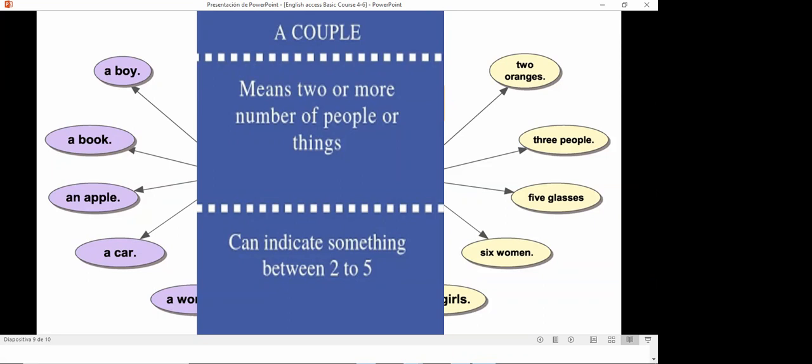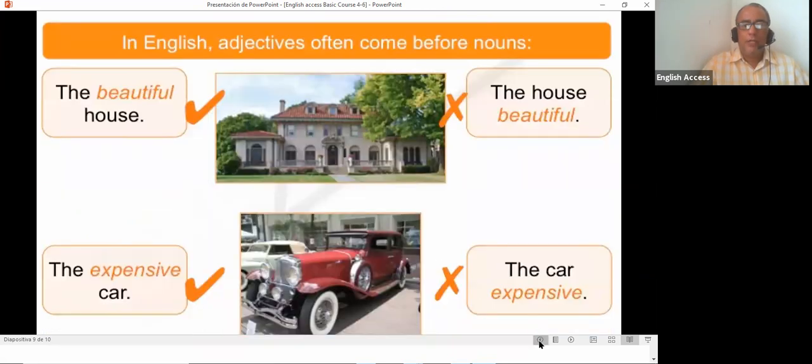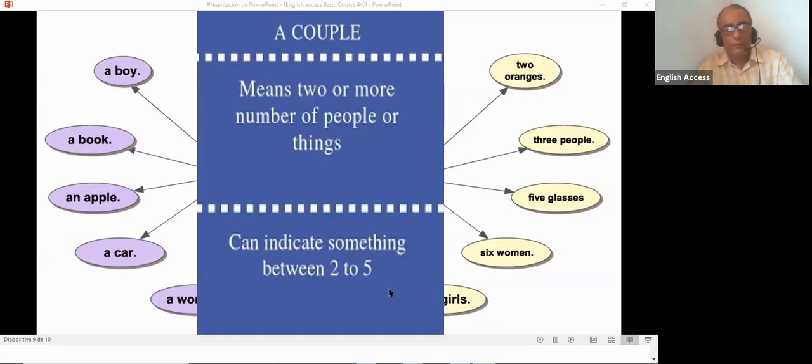¿Qué fue eso? ¿Qué fue eso? A couple. ¿Sí? Bueno, aquí ese es otro asunto.